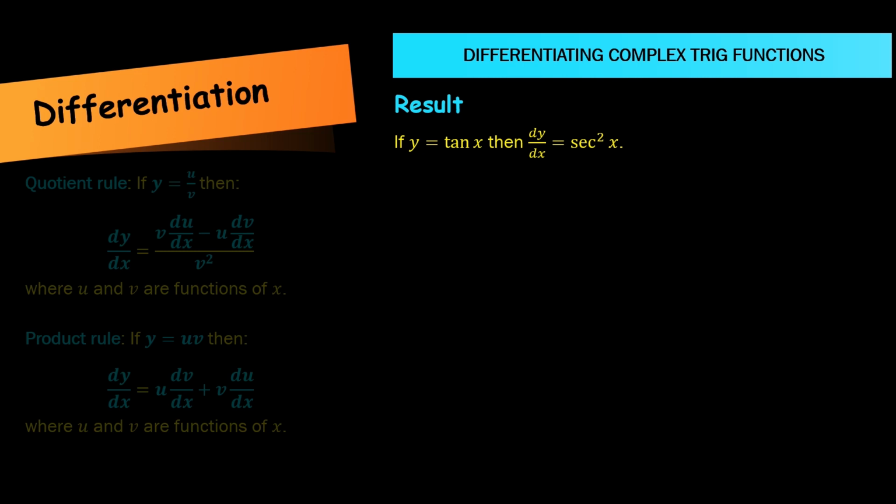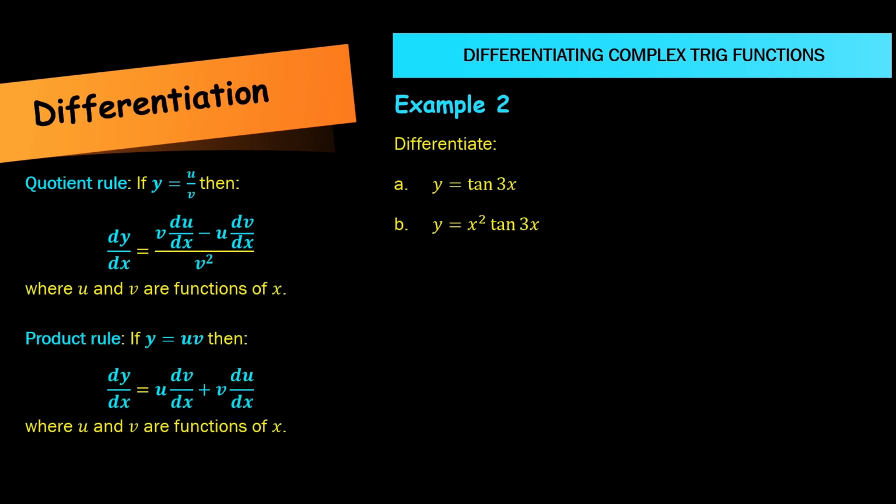Our result from the previous example, namely that if y equals tan x, then dy dx equals sec squared x, can be generalized to the following. If y equals tan kx, then dy dx equals k times sec squared kx. Let's now take a look at another example. Pause the video and have a go. Press play when you're ready to view the solutions.